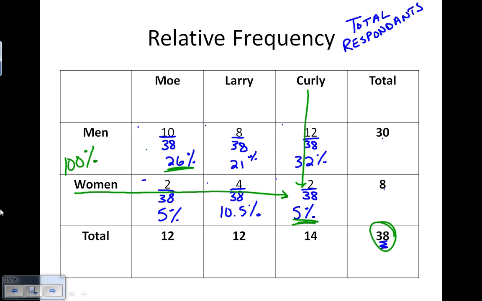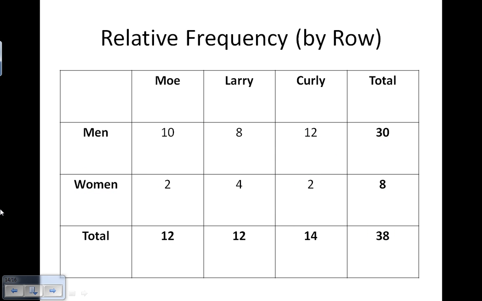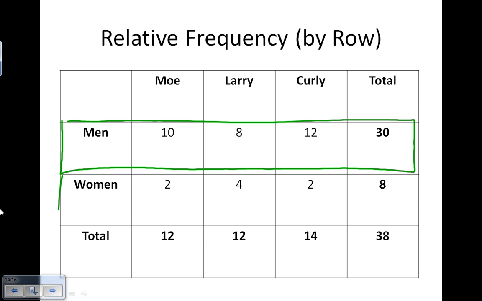Does that mean that no men favored Curly? No, it means quite a few did. 32% of the participants were men who favored Curly. So that's the relative frequency, and that's looking at the total respondents. The other way we can look at it is by row. So when I say by row, rows are obviously across. So we're talking about all the men and all the women.